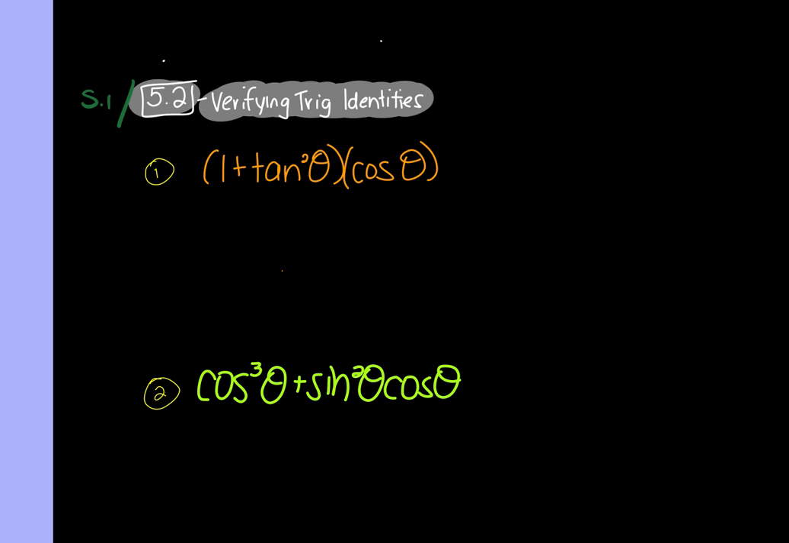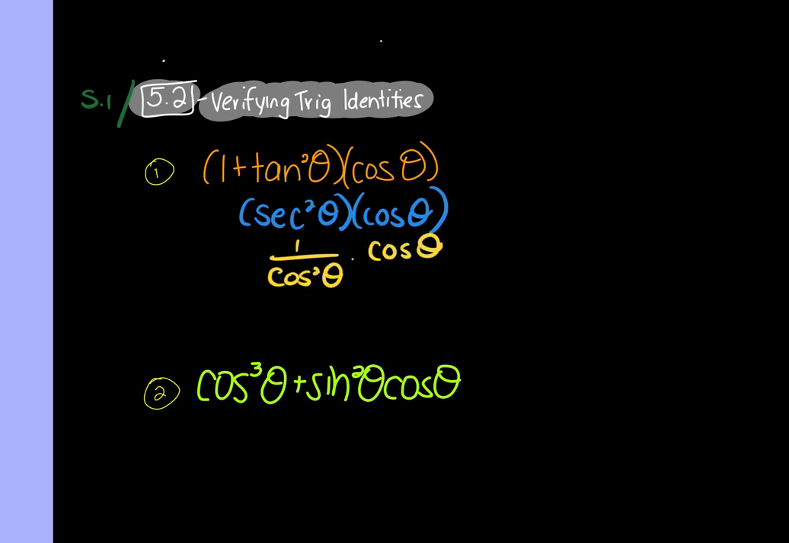So what is there in number 1 that we can substitute? Good. 1 plus tangent squared is in your Pythagorean identities, and it is secant squared. And then secant squared becomes what? 1 over cosine squared. And from there, you can cancel one of your cosines. And I get 1 over cosine, which is? Good.